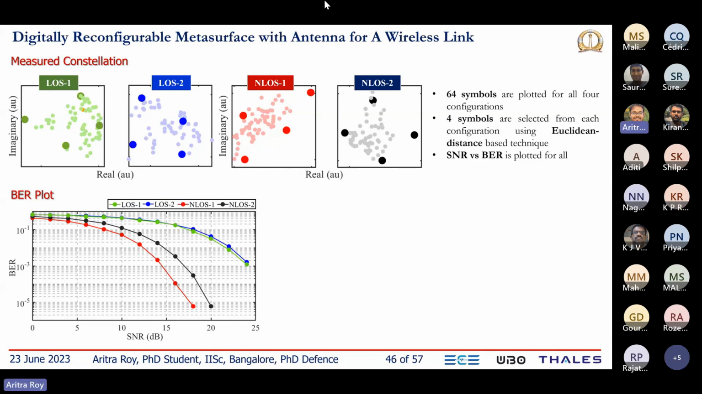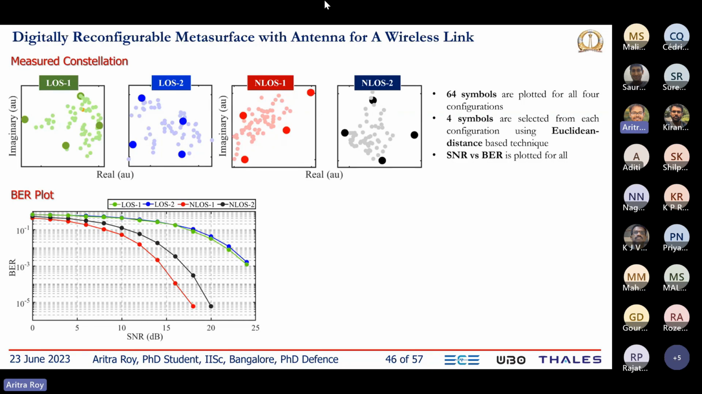What is interesting to see here is that if there are line of sight configurations, the bit error rate actually overlaps because there is a direct path between the transmitter and receiver. In the non-line of sight, there is no direct path, so all the communication happens through deflection. What we observed is very interesting: in non-line of sight, we have a better bit error rate.